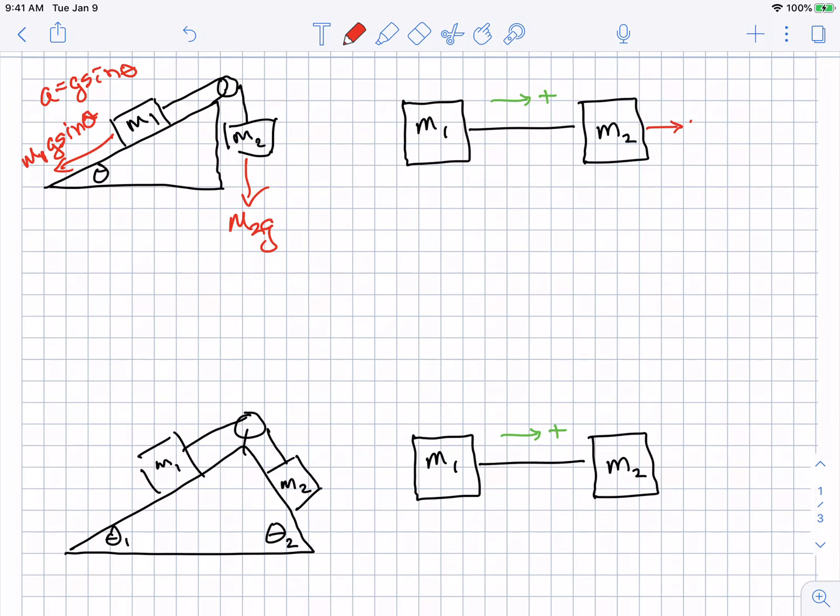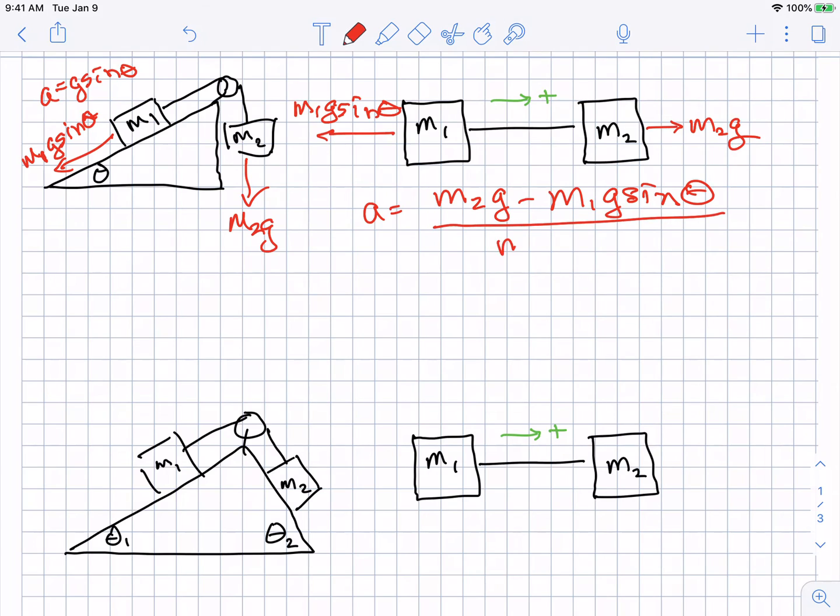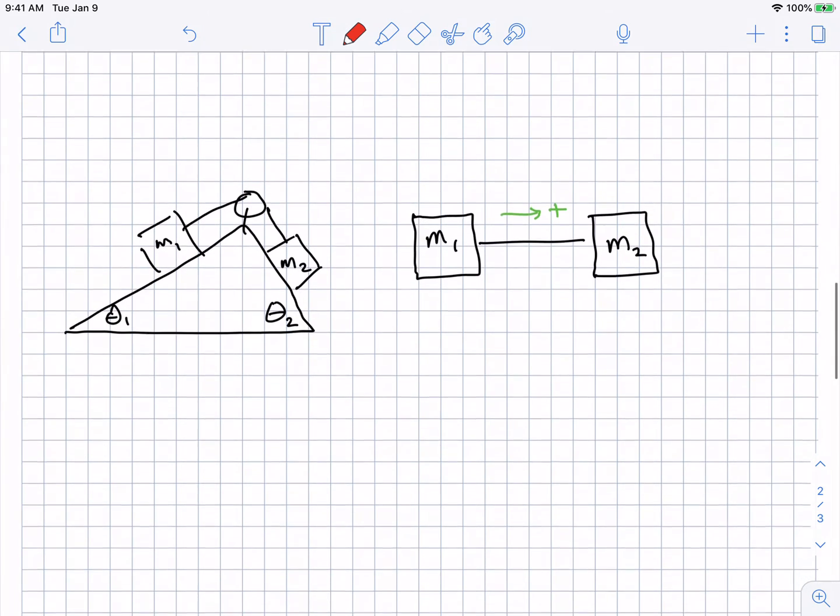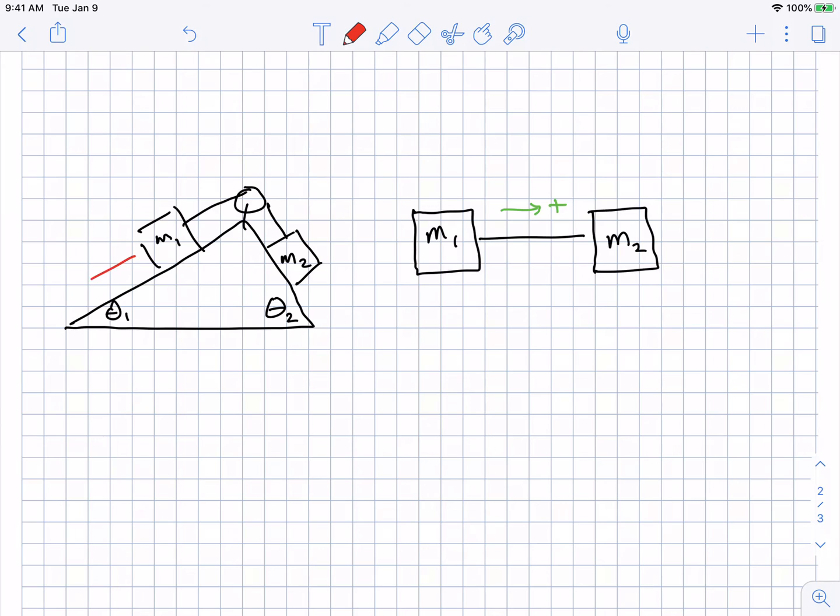So over here I have M2G pulling it in the positive direction. I have M1G sine theta in the negative direction. And acceleration equals M2G minus M1G sine theta over what's moving, M1 plus M2. So these look really complicated, but they do simplify.